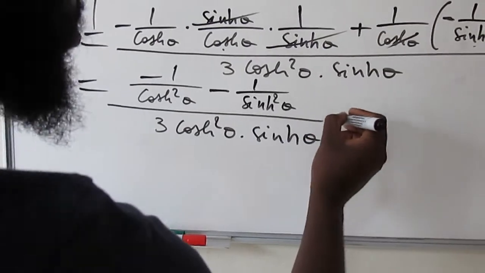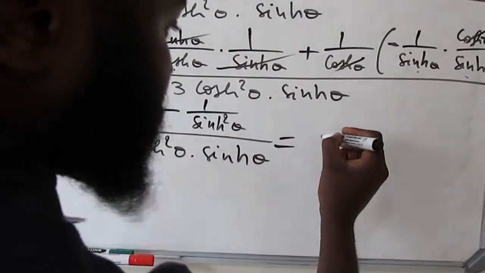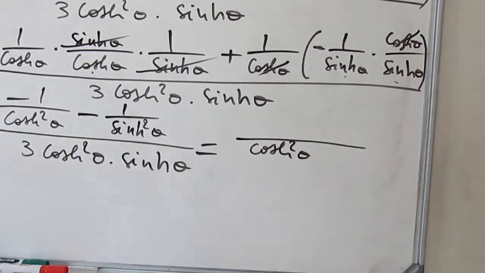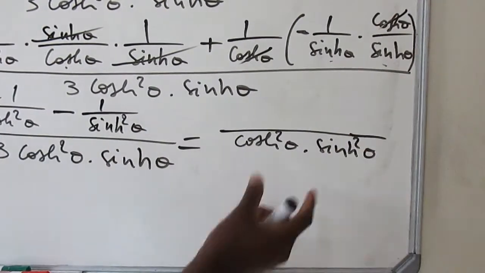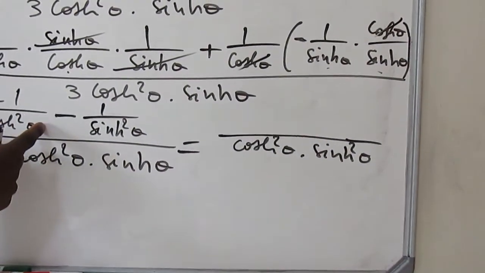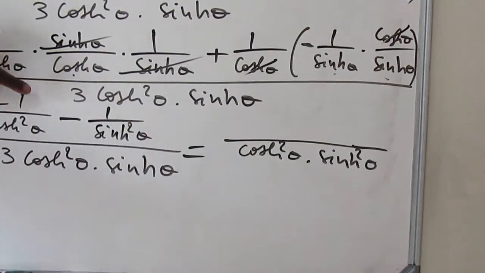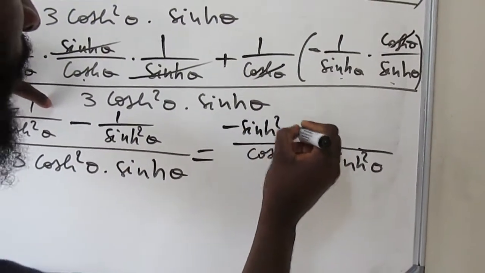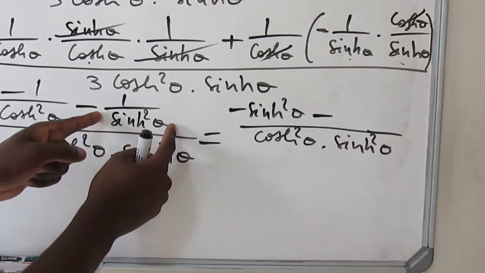Then here, we can put our common denominator. The common denominator here is going to be cosh squared of theta multiplied by sinh squared of theta. All of this divided by cosh of theta. Cosh squared of theta will remain with sinh squared of theta multiplied by negative 1. We have here negative sinh squared of theta minus all of this. We divide by sinh squared of theta.